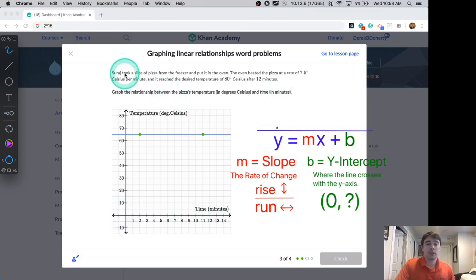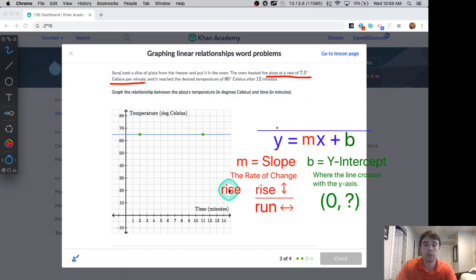So as I read through this, taking a pizza slice from the freezer, put it in the oven, our graph, the blue line better move up. I'm making sense of that before I even start because the pizza is going to be heating up. The temperature is going to grow over time when I put it in the oven. I'm told that the oven heated the pizza at a rate of 7.5 degrees Celsius per minute. Whenever I'm seeing that language about rates, whenever I'm seeing the word per, I think about speed, slope, my rate of change. Here our rate of change is 7.5 degrees Celsius every 1 minute.